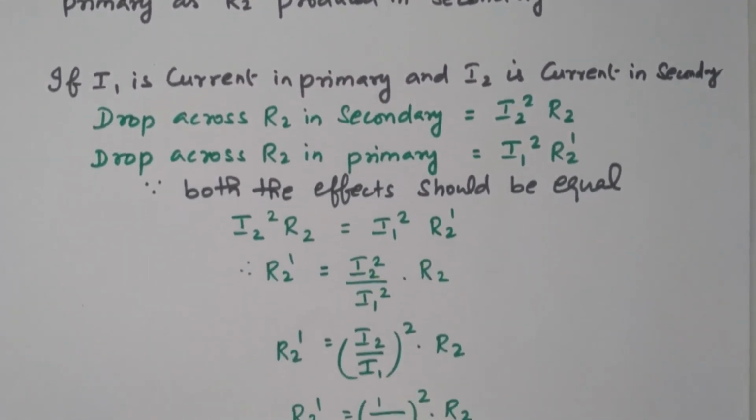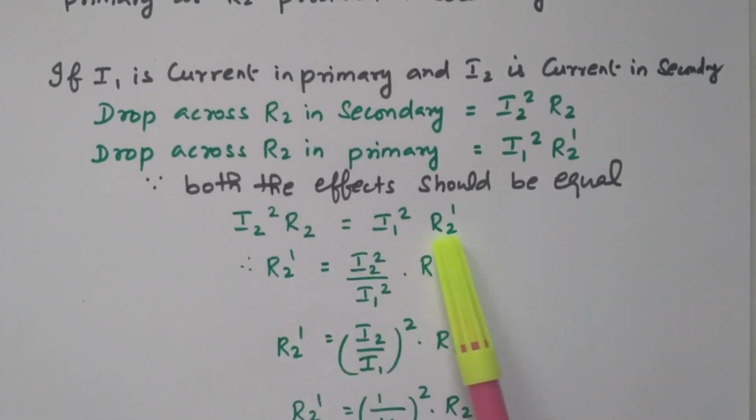So from this equation we can write R2 dash equals, bringing I1 square to the denominator, I2 square divided by I1 square into R2. So I1 square is brought to the denominator so that we can find R2 dash. That can be written as I2 by I1 the whole square. Here also a square is available, here also a square is available. So R2 dash equals I2 by I1 the whole square into R2.